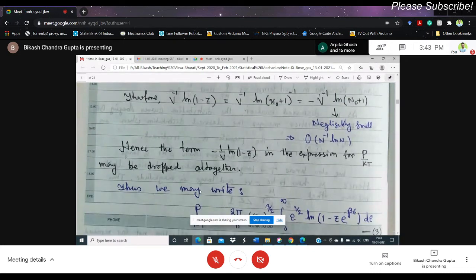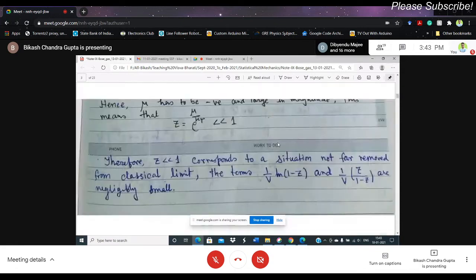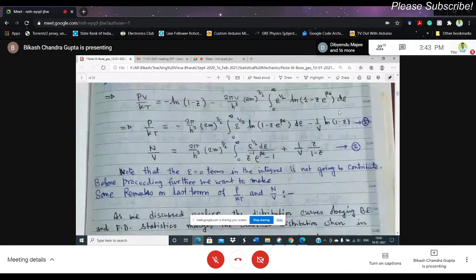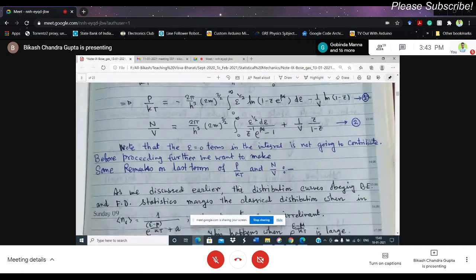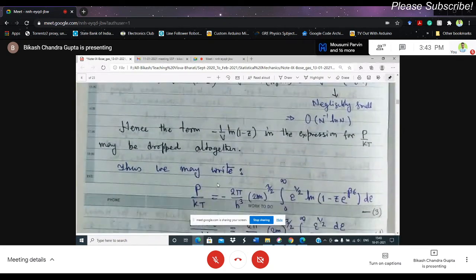And therefore, for z very much less than 1, both the terms, the term with P V by kT and the term with N by V, are negligible. But when z approaches 1, this term is negligible but the other term is not negligible. Therefore, you can drop this term altogether and go ahead for further discussion. That is what we will be doing.